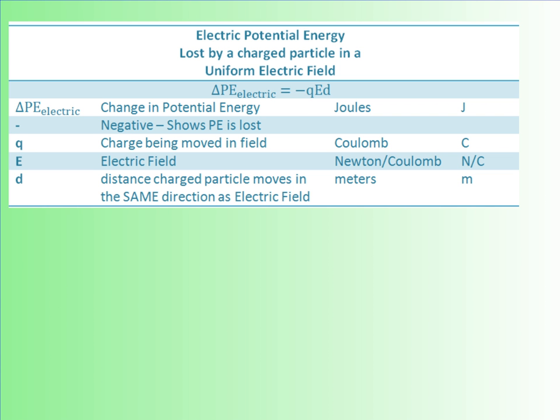Now, you remember the formulas. If you have a uniform field, then the change in potential energy when you're moving in that field is minus QED. Q is your charge, E is your electric field, and D is your distance covered. Remember this negative sign. It shows that potential energy is lost, and make sure you keep the sign of the charge. So a positive charge is positive, a negative charge is negative.